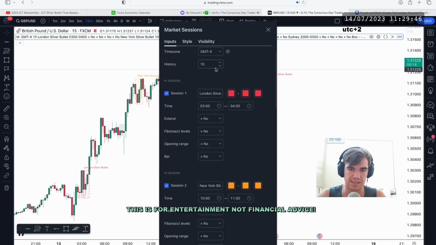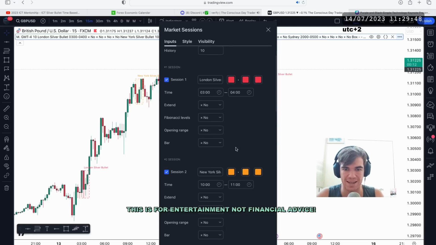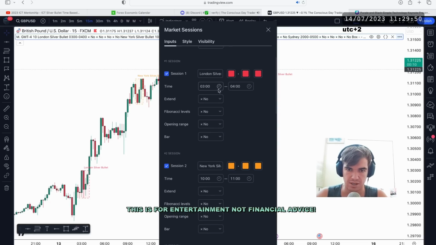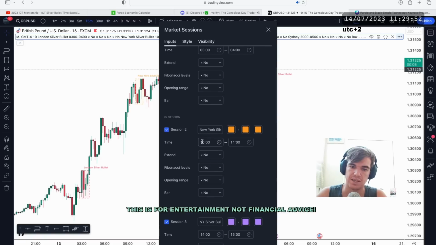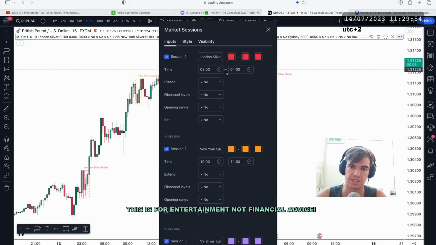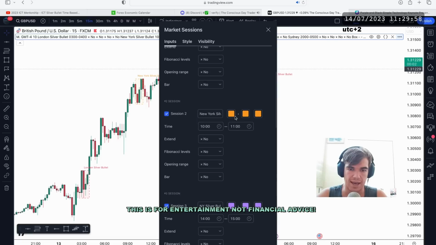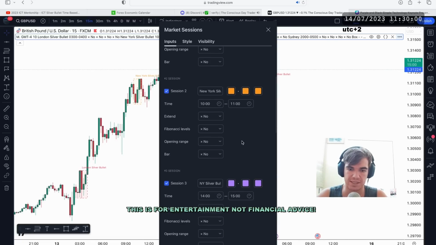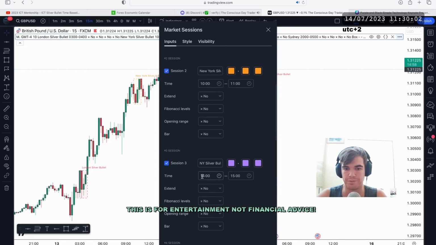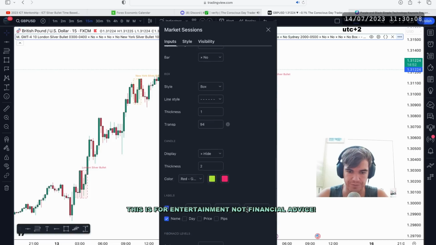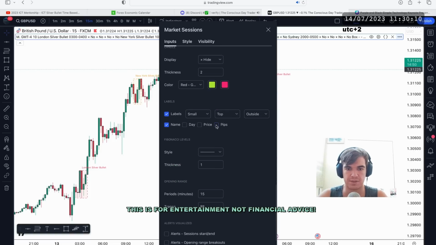And it's going to give us 10 historical, so we can go back 10 sessions to see what's happened. So we've got the 3 to 4 a.m., this is London Open, so London Silver Bullet, New York Silver Bullet between 10 and 11, and New York Silver Bullet PM session 2 till 3. If we press OK, actually we're going to click one more thing, which I like seeing, is the pips.